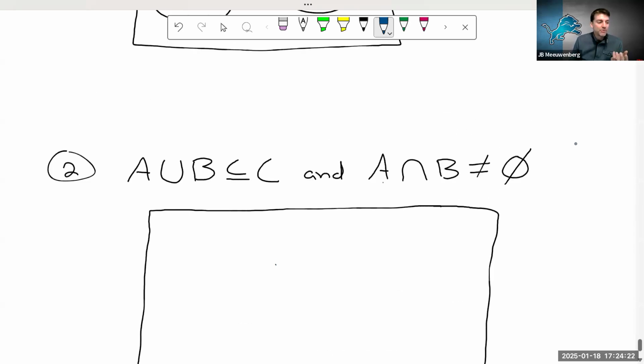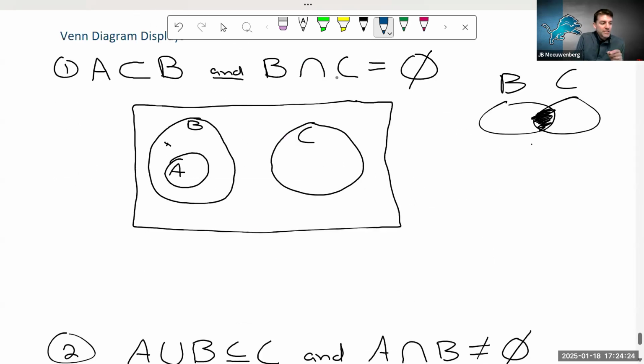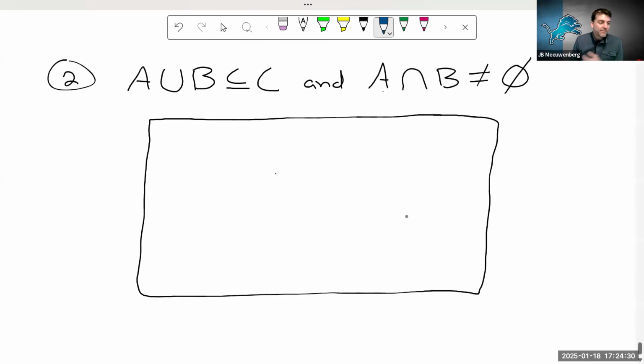Unlike the previous example, where B intersects C was the empty set. Remember how these were separate from each other? That's not the case for this one. We're going to have A and B exist here and here. And notice there's an intersection point between them, right?